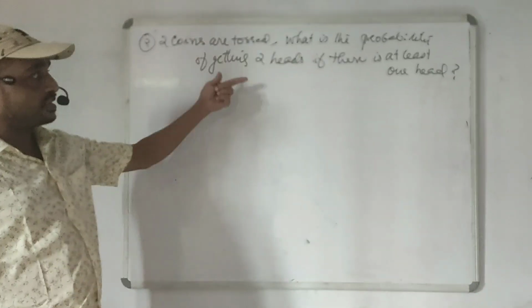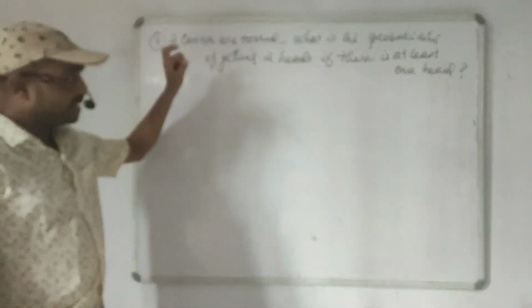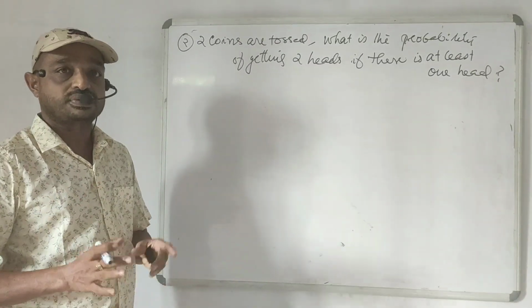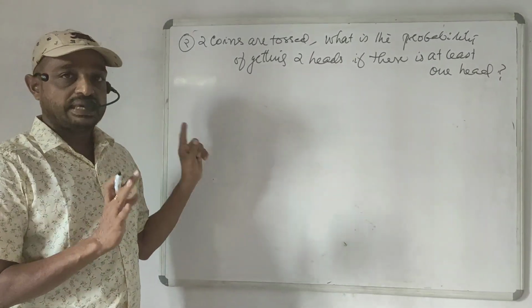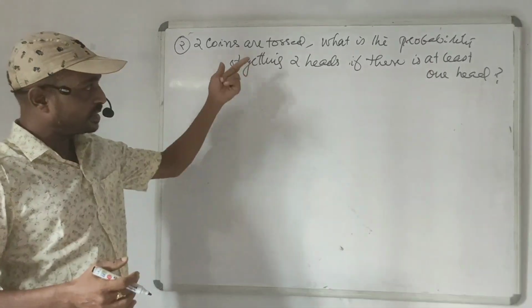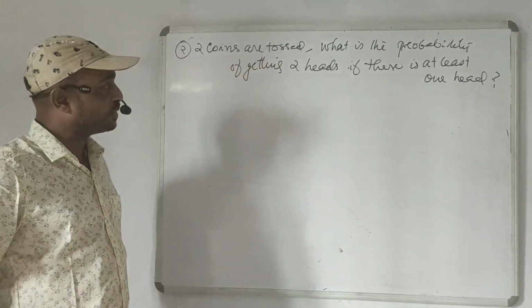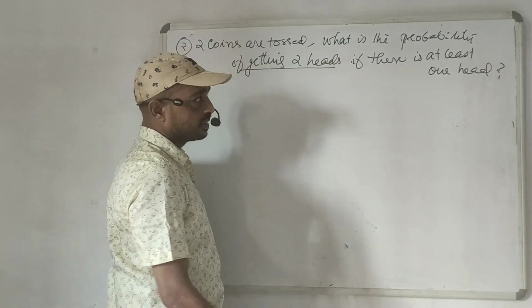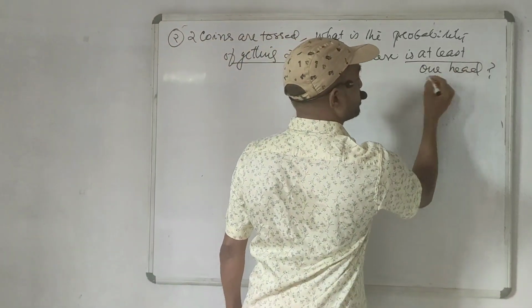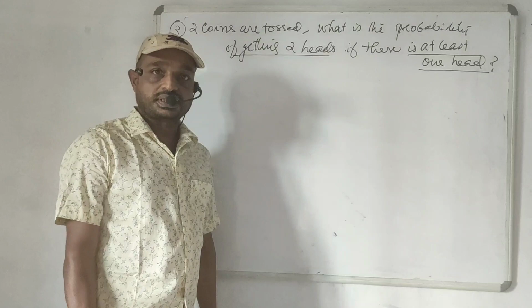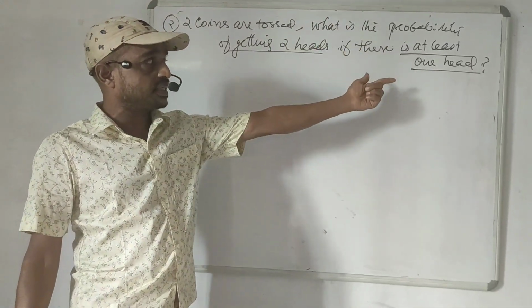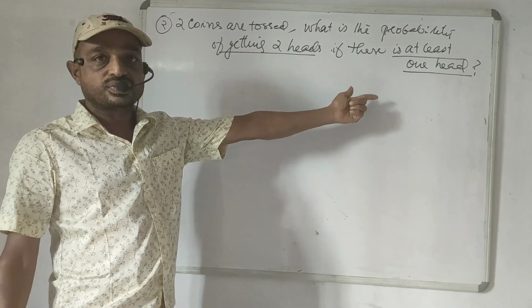So how will you calculate this? In any problem of probability, first of all you have to identify the events in the problem. So here in this problem two events are there. What are the two events? The event of getting two heads, and the second event is the event of getting at least one head.